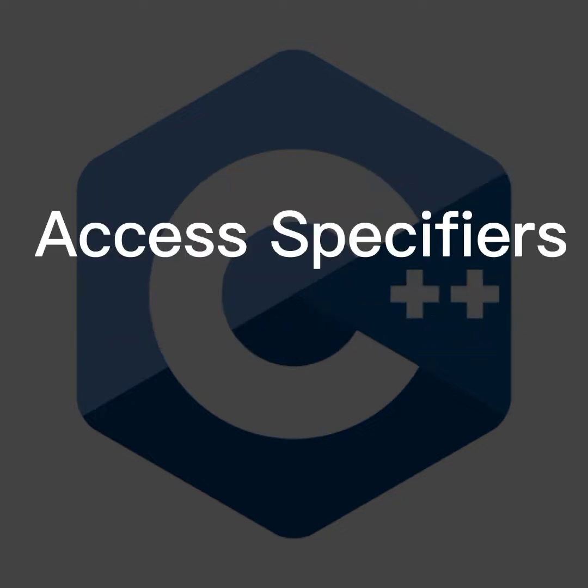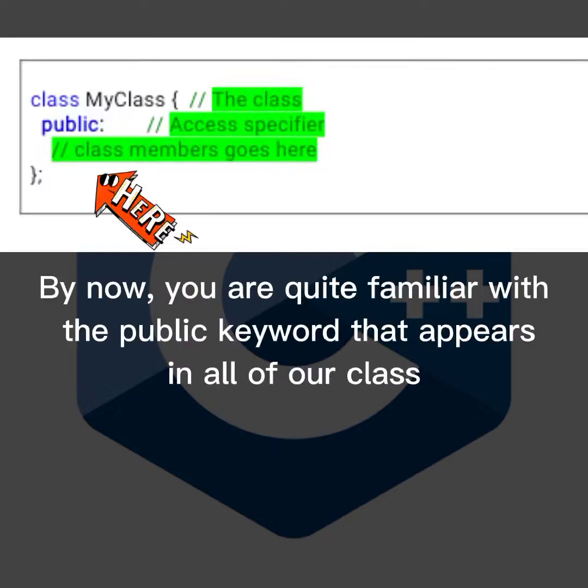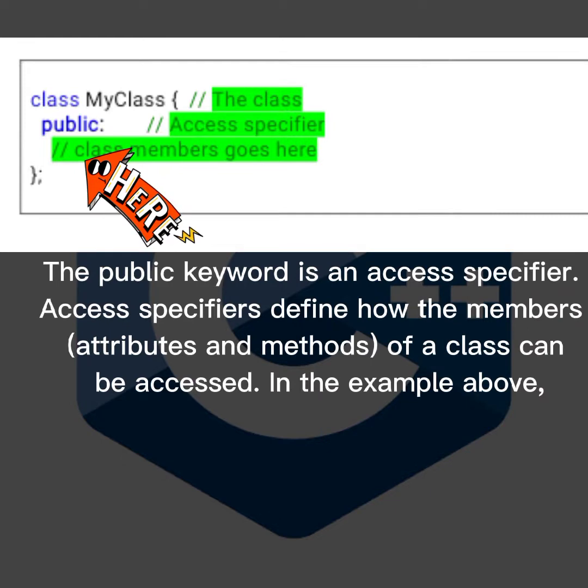Access specifiers. By now, you are quite familiar with the public keyword that appears in all of our class examples. The public keyword is an access specifier. Access specifiers define how the members, attributes and methods, of a class can be accessed. In the example above.